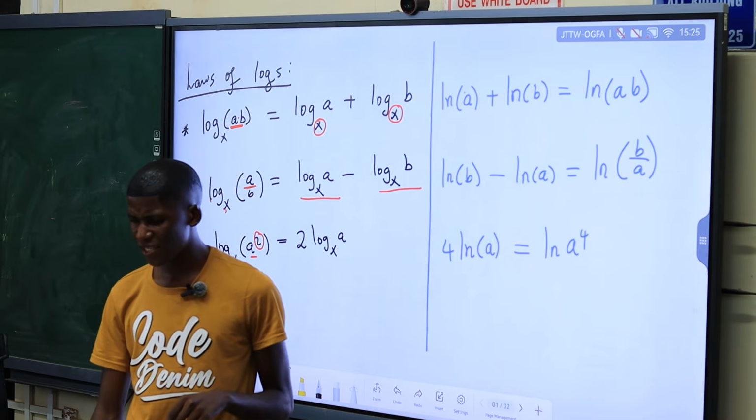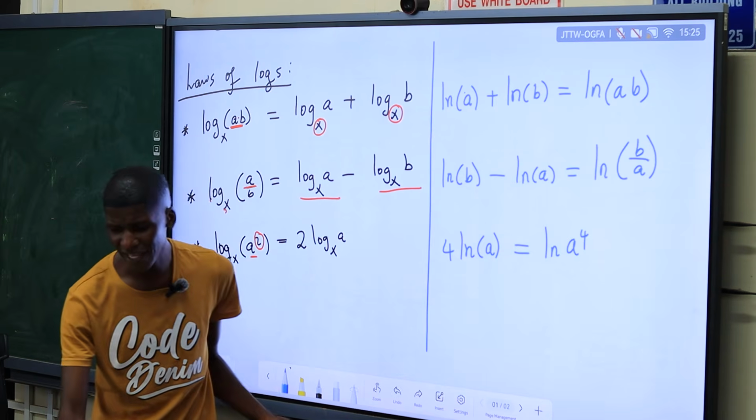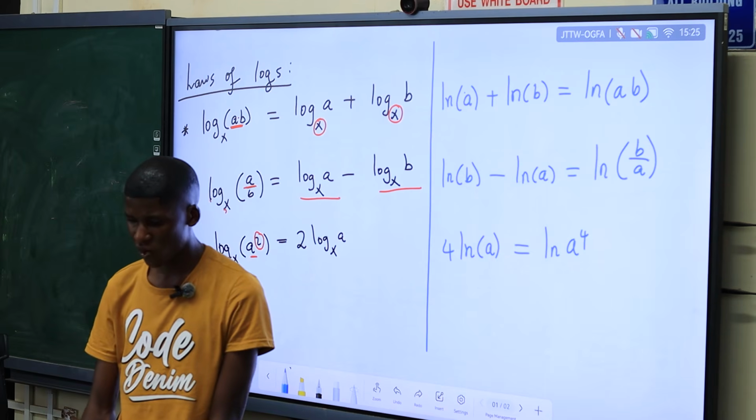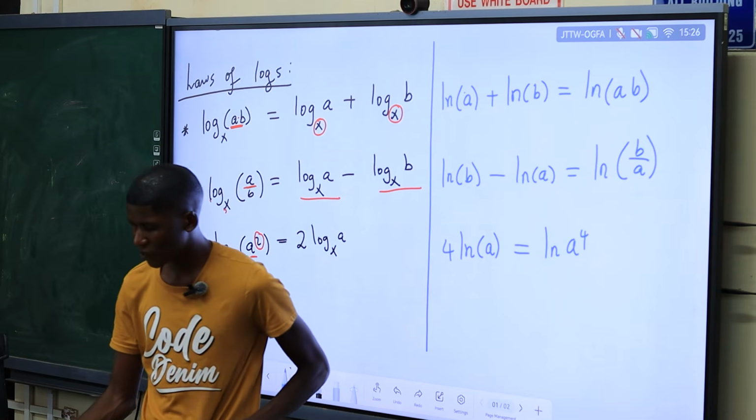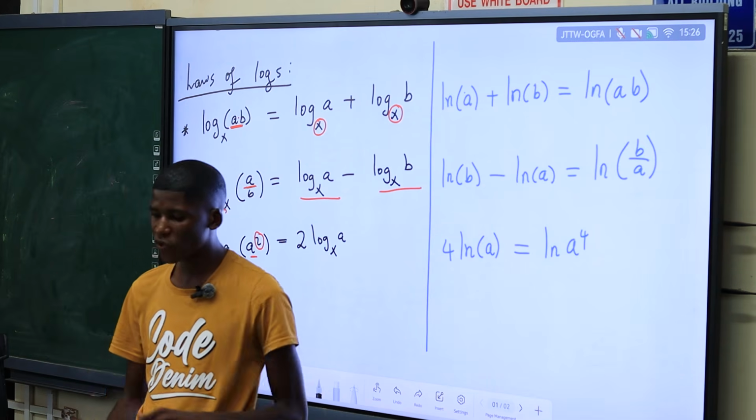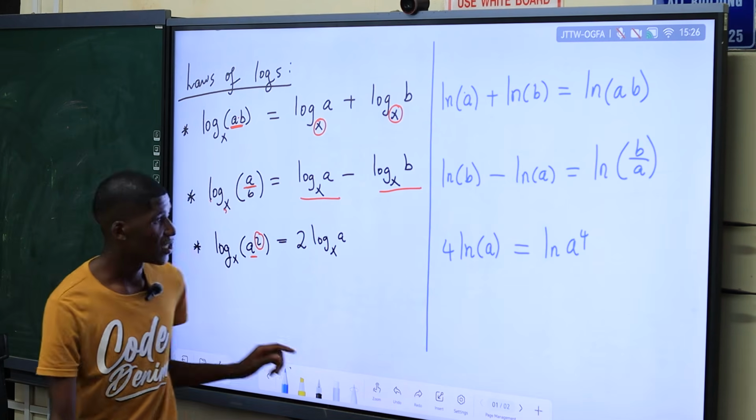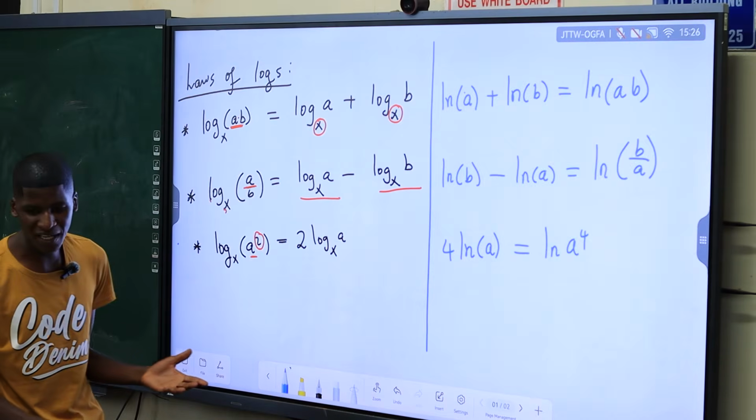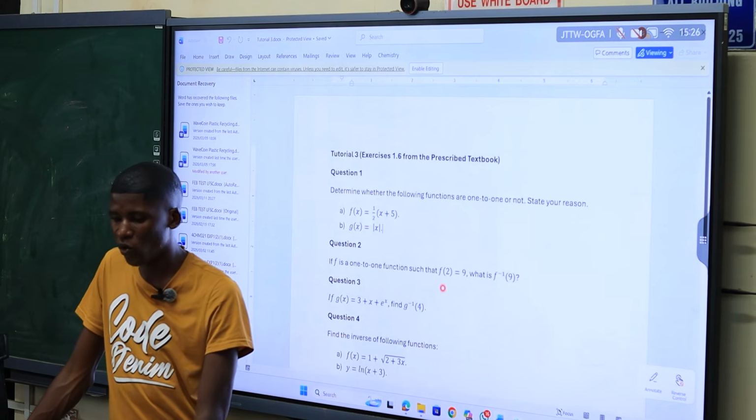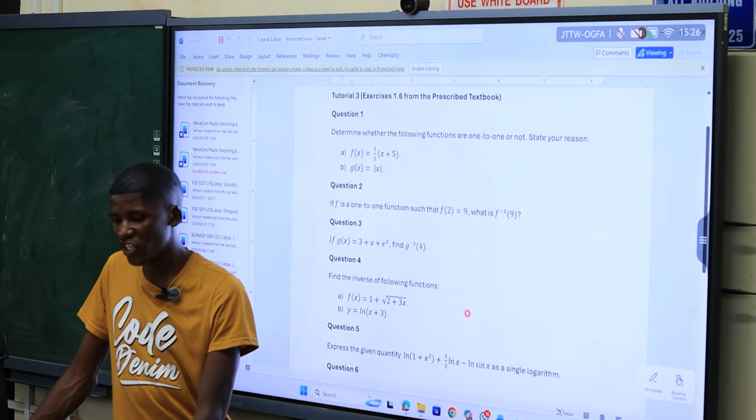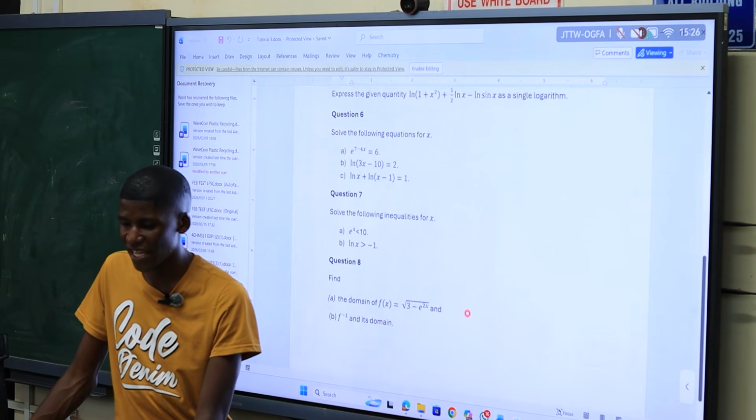So from tutorial 3, let's just do practice problems. We're going to do a few questions there so that we can go to tutorial 4. You can just do a couple of practice questions of your choice, the ones that you think are going to be difficult. But tutorial 3 one is very easy. This is exercise 1.6 from the prescribed textbook. We have question 1, question 2, question 3, question 4, question 5, question 6 until question 8 there.